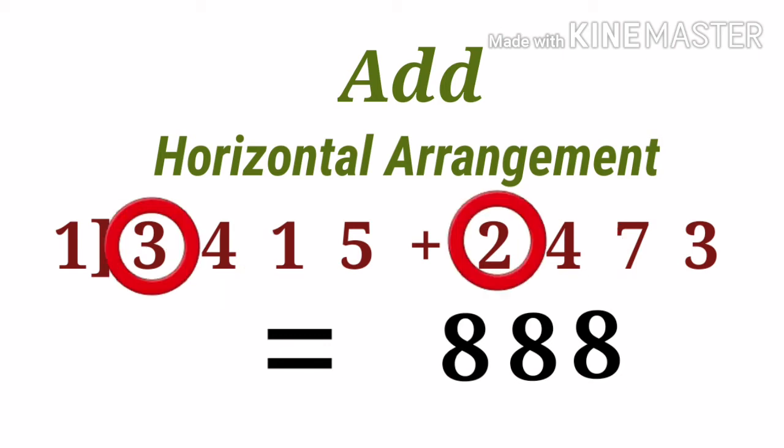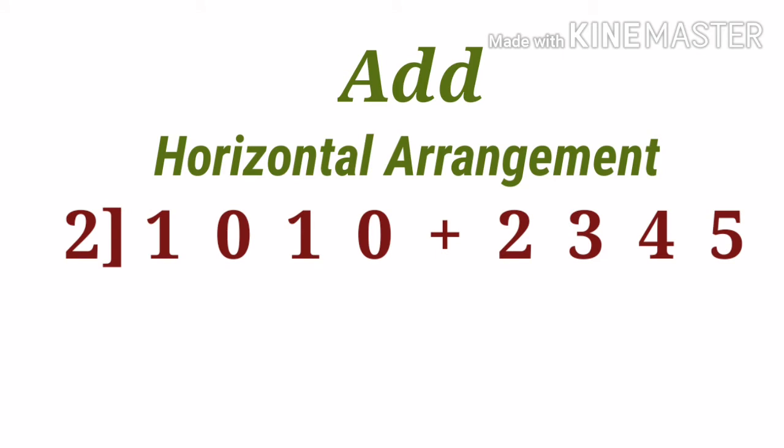Now look at thousands place. In thousands place there are 3 and 2. What will be the addition of 3 and 2? 5. Yes, write down 5 in your answer. Now our answer is ready. 5888.